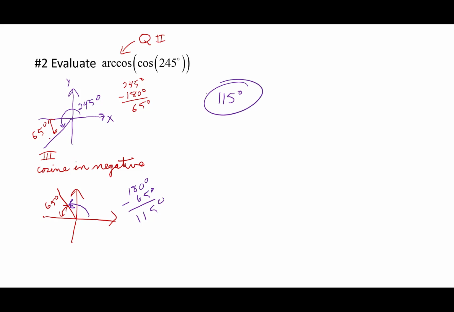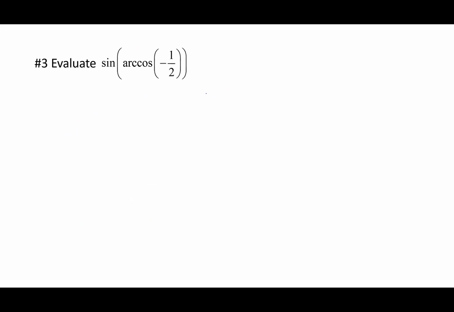All right, let's move on. Number 3, we're finding the sine of the arc cosine of negative 1/2. And when my arc cosine is in the argument, I'm going to give it the name theta. It's an angle. And so if the arc cosine of negative 1/2 is equal to theta, that means that the cosine of theta is equal to negative 1/2. Okay, so I'm finding the sine of the arc cosine of negative 1/2, where the cosine of theta equals 1/2.